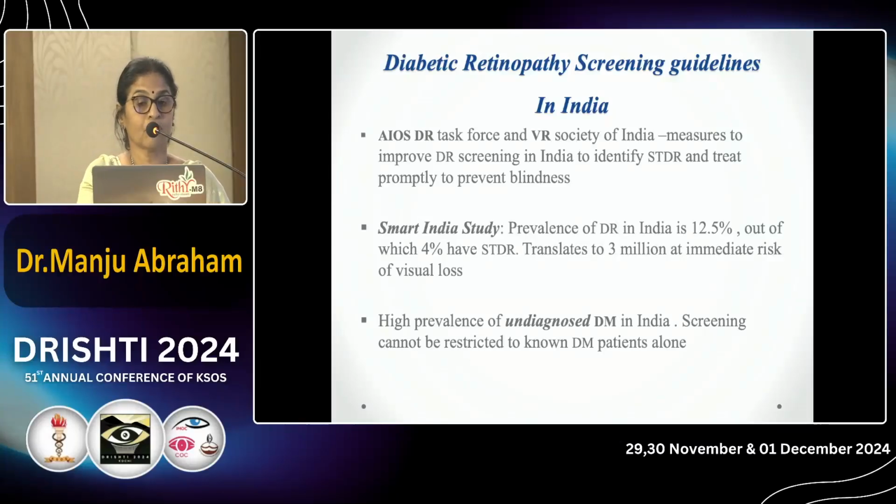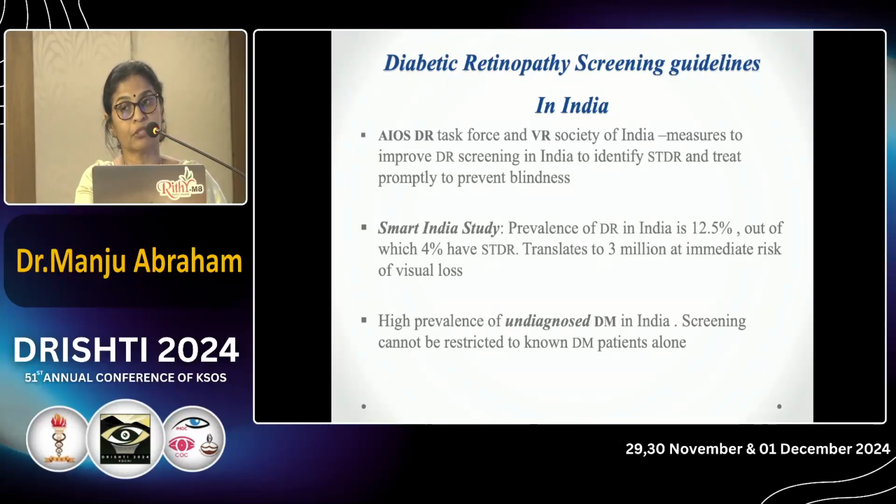Now, the second part of the talk is on retinopathy screening guidelines in India. The AIOS, Diabetic Retinopathy Task Force, and the VRSI have initiated measures to improve the screening in India so as to identify sight-threatening retinopathy early and to treat it promptly to prevent blindness.